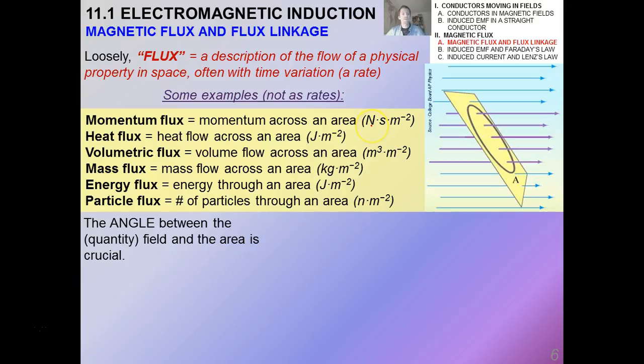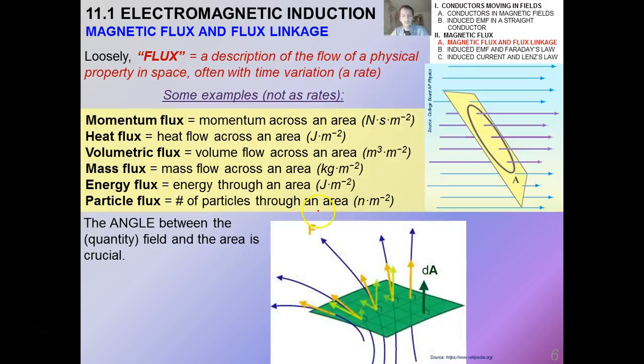Now there's a very important thing that we have to consider here, all right? The angle between the quantity, the field, and the area is crucial, okay? So, for example, in this particular case, if this little pad represents the cross-sectional area of the loop, okay, all right, you can see that if the loop is perpendicular to the field, I'm going to get a maximum flux, right, okay? If it is parallel to the field, I will get zero flux because there will be zero field lines going through it, okay? So the angle is absolutely crucial here.